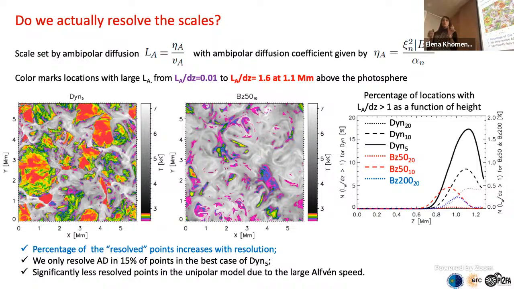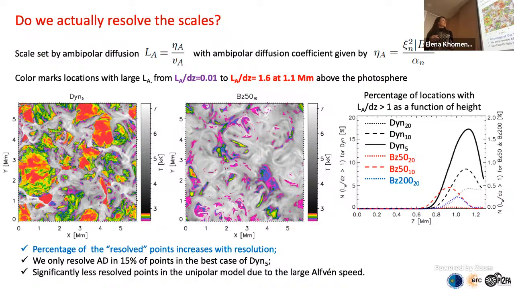So we want to have our grid cell in our simulations to be of the order of this parameter, lambda A. And now we want to check how many grid points in our model actually satisfy this criterion. Okay, so this is what we do. And here I'm showing again the map of temperature in gray, and in colored pixels are the locations where we satisfy this criterion. So where we actually resolve ambipolar diffusion effect.